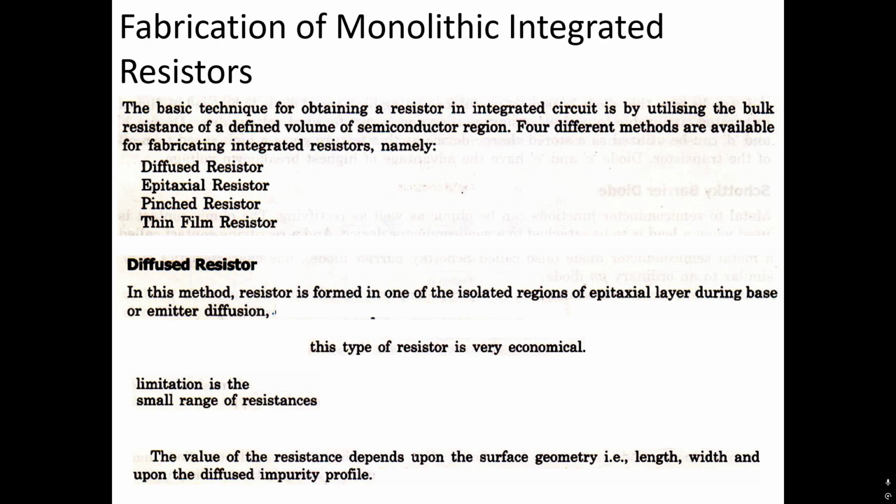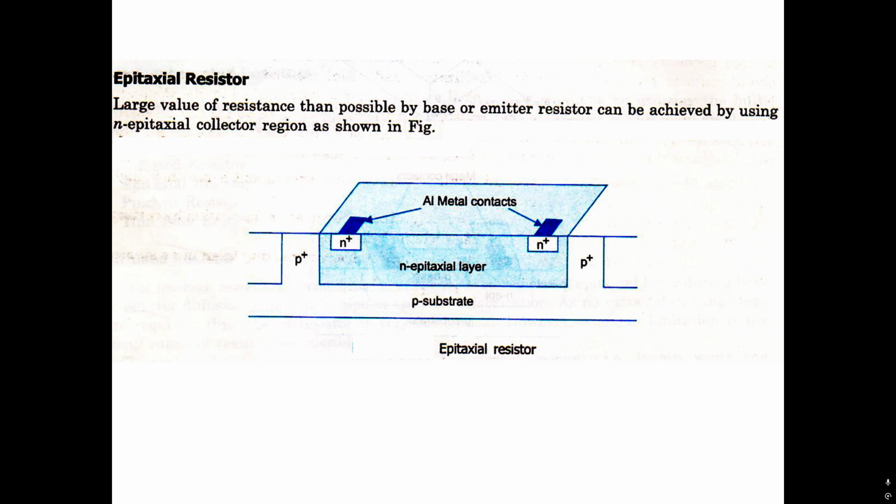The value of the resistance depends upon the surface geometry, that is length and width, and upon the diffused impurity profile. So sheet resistance, we have the base resistor, C represents the emitter resistor, and the last top view showing dimensions for a 4000 ohm diffused resistor. Epitaxial resistor: large value of resistance than possible by base or emitter resistor can be achieved by using an epitaxial collector region as shown in figure. So this is epitaxial resistor.